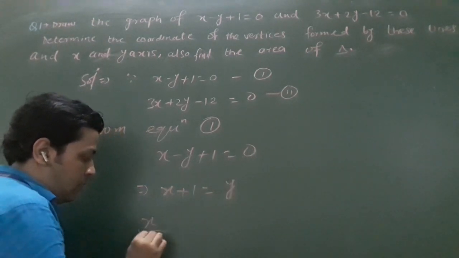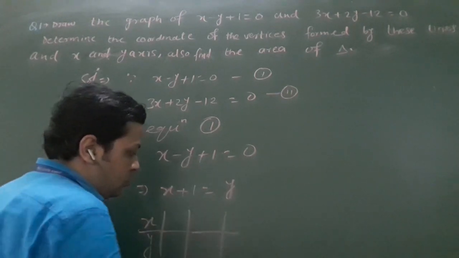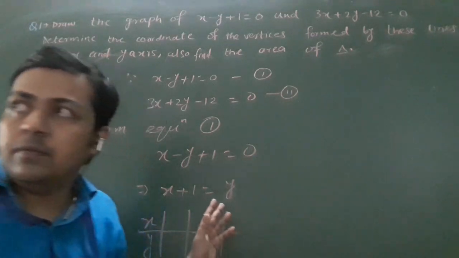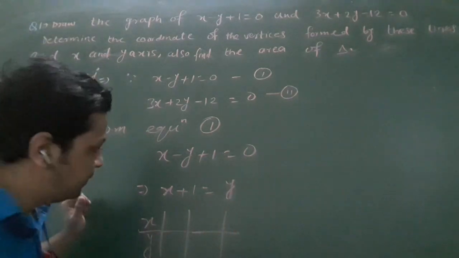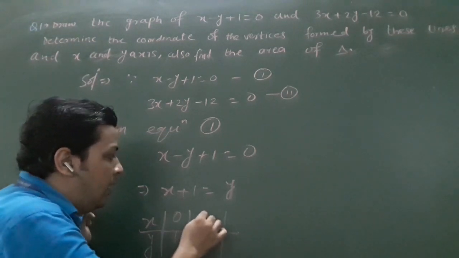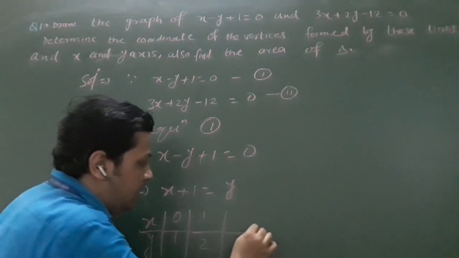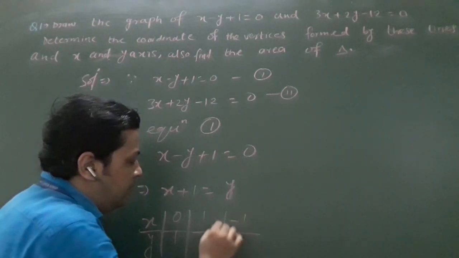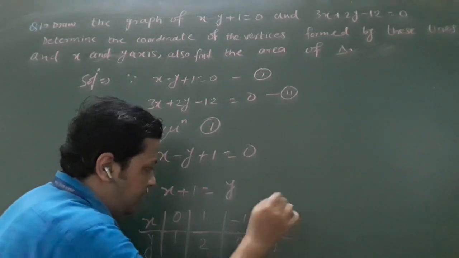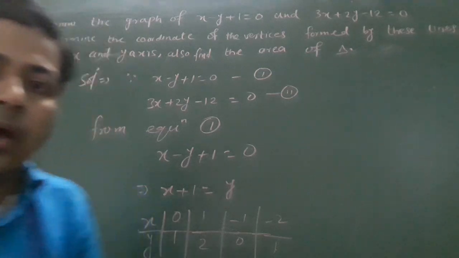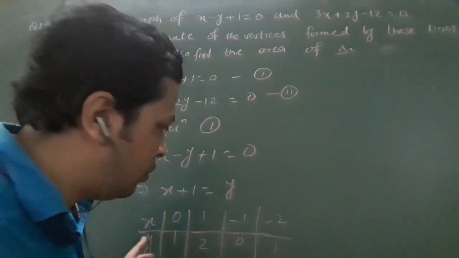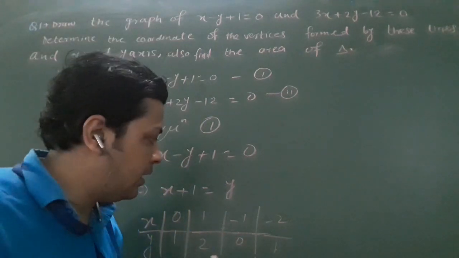When you draw the graph, take at least two values of x. For drawing the graph, we need at least two values of x, and we will find the value of y with respect to that value of x. So let's take x as 0, then y will be 1, and if x is 1, then y will be 2. If x is minus 1, then y will be 0. If x is minus 2, then y will be 1. But only 2 points are needed for drawing the graph. No need to take more than 2. I have just drawn 2.